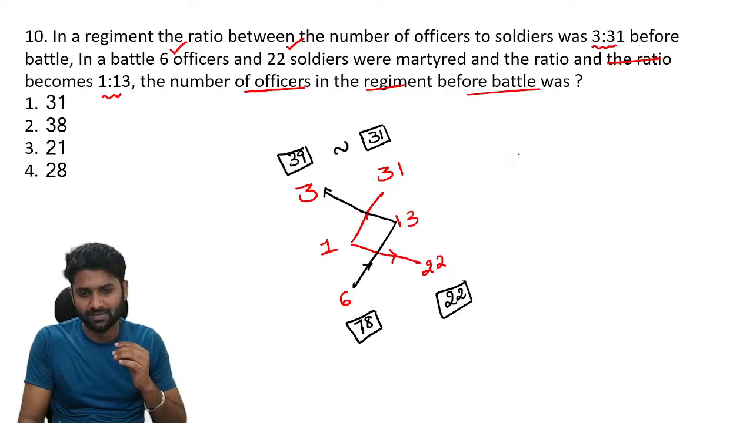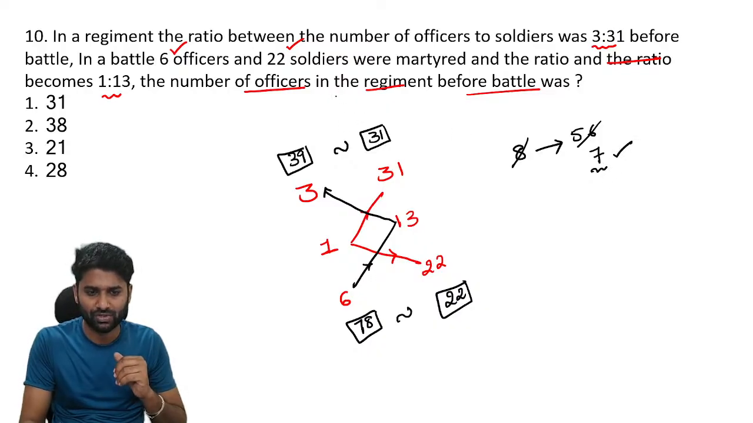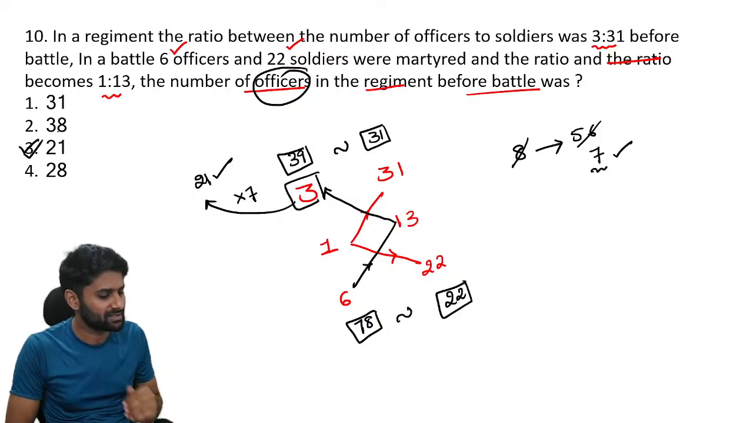Now find the difference here. The difference between these two numbers is 56, and the difference in units is 8. 56 divided by 8 is exactly 7, so each unit is 7. Now the question: number of officers. How many units of officers initially? 3 units. Each unit is 7. 7 into 3 is 21. 21 is the correct answer.